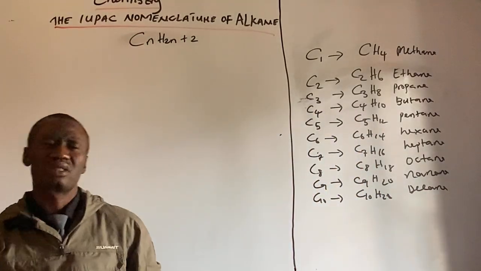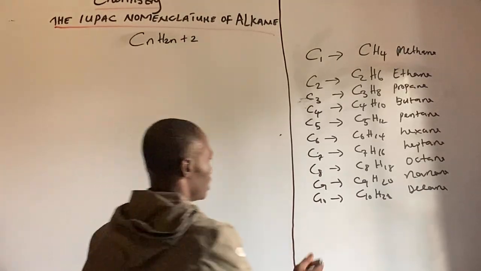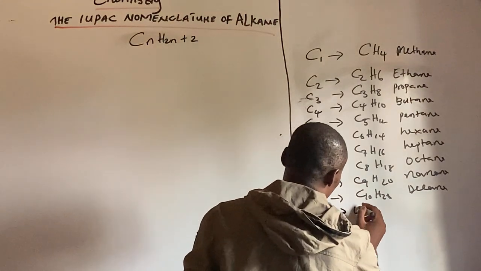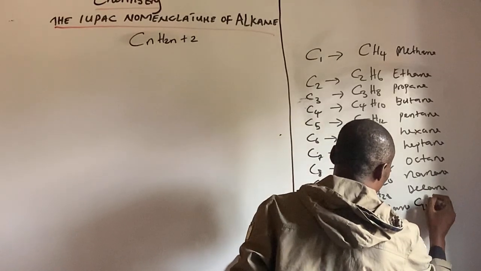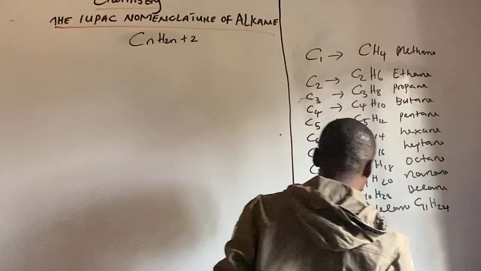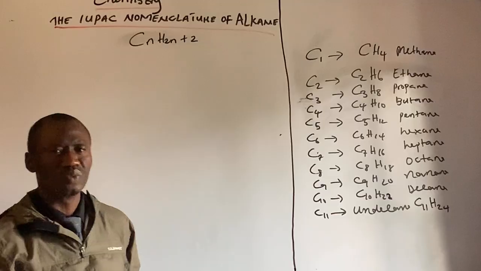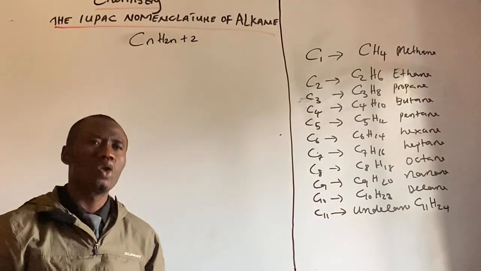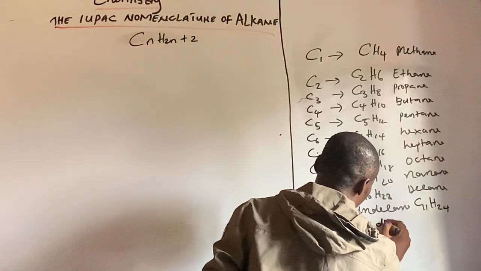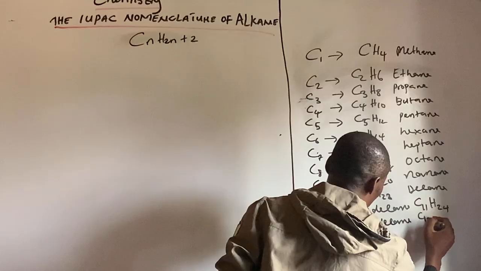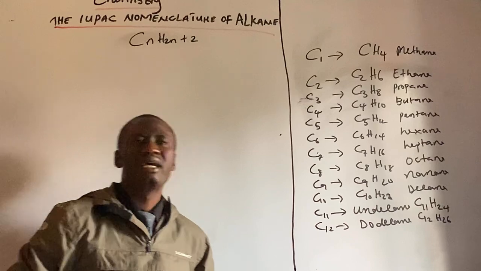Now, we want to talk about carbon 11. What is that called? That is called undecane. Let's put that down. Carbon 11, undecane, and then it's C11H24. This is 22, just an increase of 2. When we talk about carbon 12, that is called dodecane, which is C12H26. When we talk about carbon 13, that is tridecane.